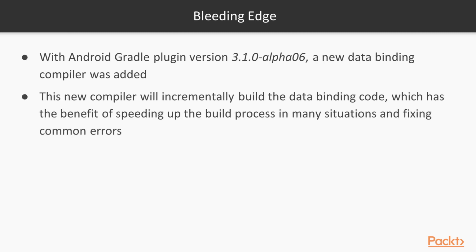With Android Gradle plugin version 3.1.0 Alpha 6, a new data binding compiler was added. This new compiler will incrementally build your data binding classes instead of waiting to compile the rest of your managed code. This has the benefit of speeding it up because they happen in two separate steps that are unrelated, and it'll also fix some common errors you'll get with the current compiler. The current compiler compiles your managed code and then the data binding code. So if you have any errors in your managed code or your Java code, it'll stop the build immediately, and the data binding library will say you have several errors or invalid data binding, when in fact you don't. It's just because it didn't complete its build process.